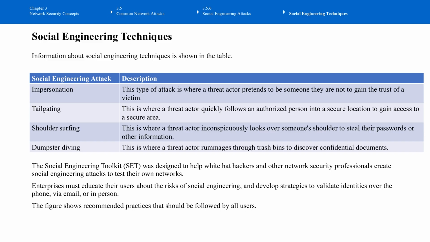Tailgating. The attacker follows an authorized person into a restricted or secure area. Example, walking through a locked door right behind an employee. Shoulder surfing. The attacker watches someone enter sensitive information, such as a password or a PIN. Dumpster diving. The attacker searches through discarded material or trash to find confidential information.